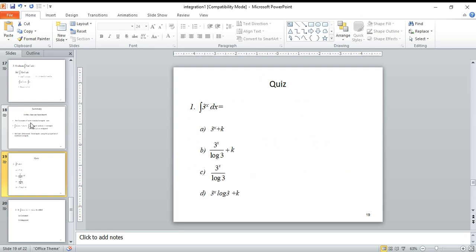Quiz. Integration of 3 power x dx. We use the formula for a power x, with a equal to 3. The integration of a power x dx equals a power x by log a. Here a is 3, so the answer is 3 power x by log 3 plus c. So B is the answer to this question.